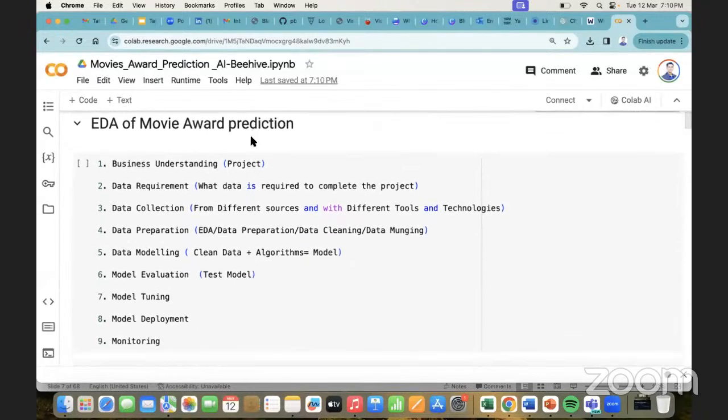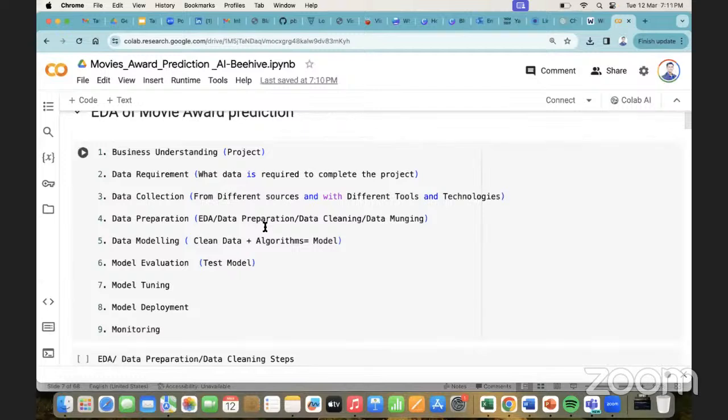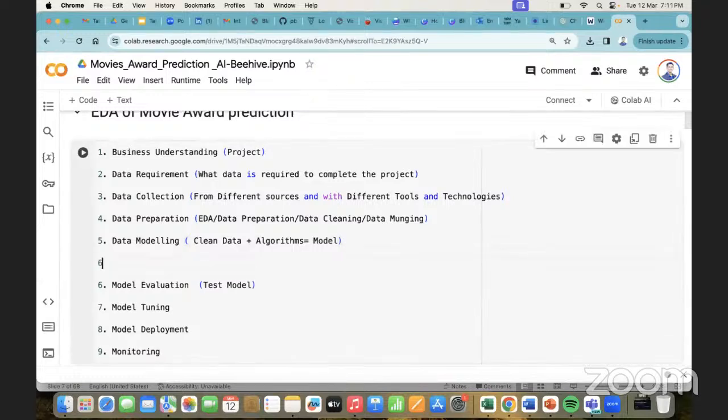This is that part. I hope it is visible to all of you. Please tell me it is visible. After this, the sixth point is model tuning. Okay. Now concentrate carefully, guys. Concentrate carefully on what we are learning and what we are doing.